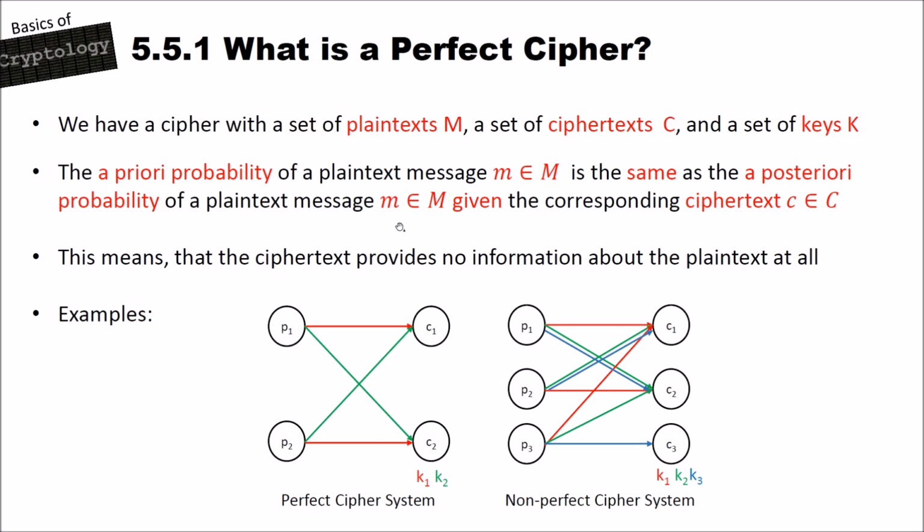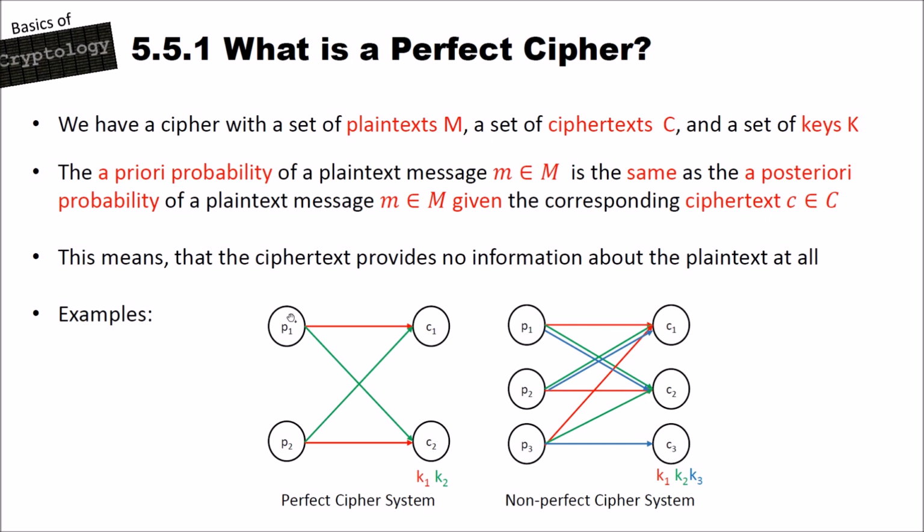So I made two examples here so that you see what a perfect cipher is and what a perfect cipher is not. On the left side we have first the perfect cipher system. It consists of two possible plaintext messages and two possible ciphertext messages and two keys that can be used to come from plaintext to ciphertexts. If you use K1 on P1, then you get C1. And if you use K2 on P1, you get C2. And in contrast to that, if you use K2 with P2, you go to ciphertext 1. And if you use K1 with P2, you go to ciphertext 2.